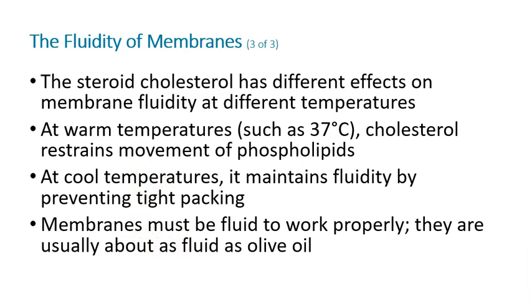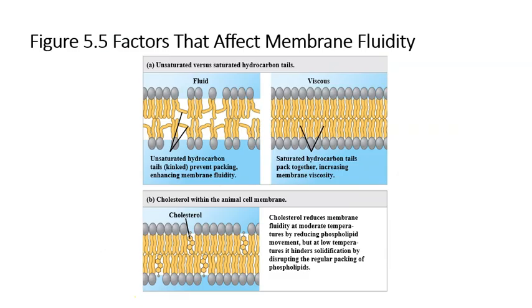Membranes must be fluid in order to work properly. You have to know how membranes differ in temperature. That is a learning objective. So you have to know how membranes differ when it comes to temperature. Here's an example, unsaturated versus saturated. Saturated would be very viscous, packed together, increasing membrane viscosity. Not much fluidity there. The bent tails help.